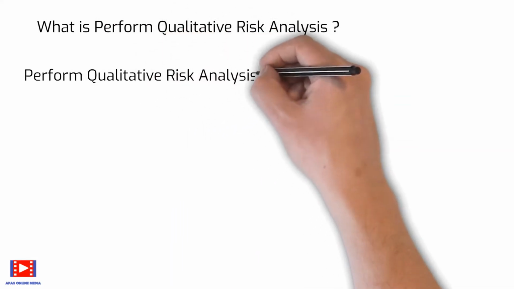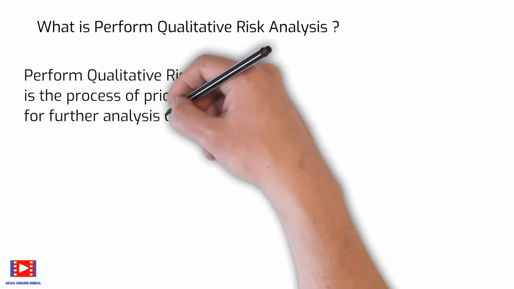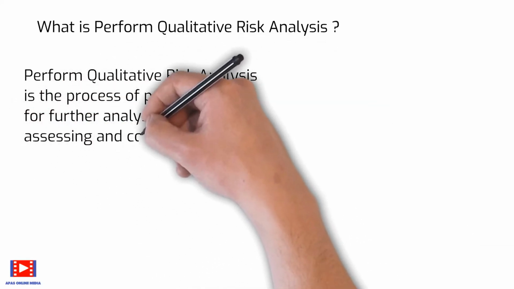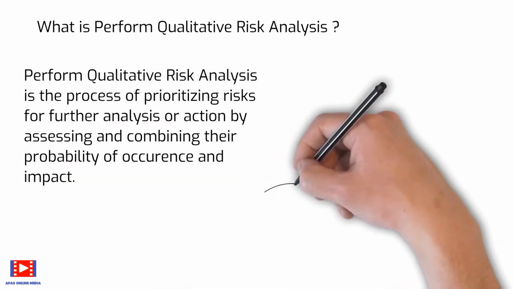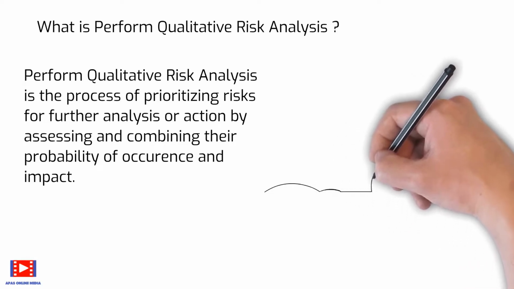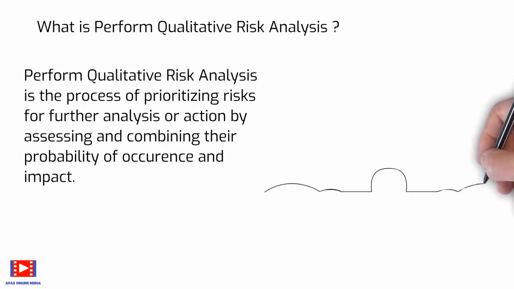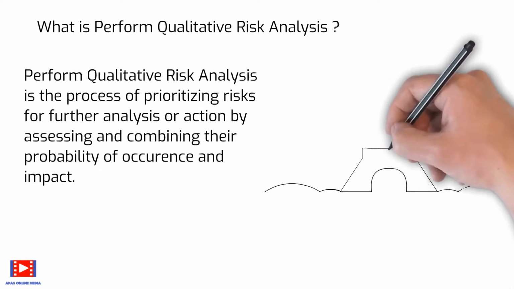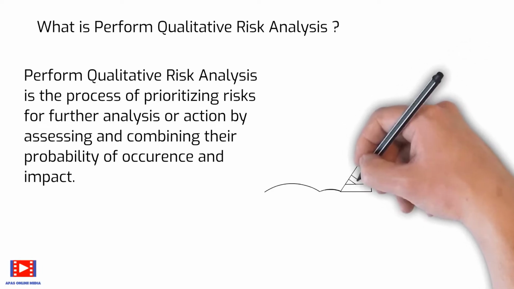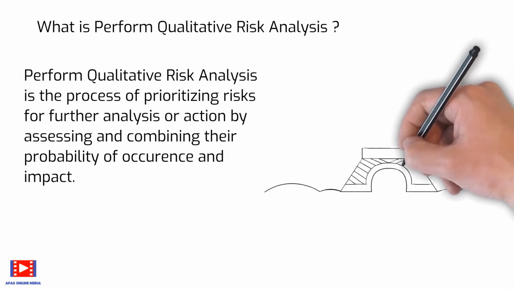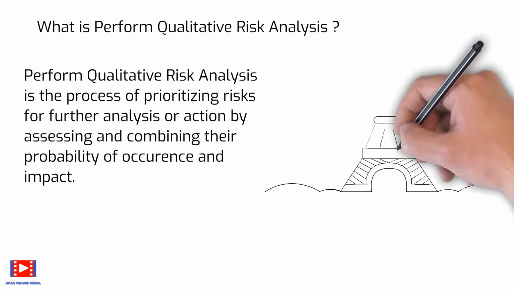What is perform qualitative risk analysis? Perform qualitative risk analysis is the process of prioritizing risks for further analysis or action, assessing and combining their probability of occurrence and impact. The key benefit of this process is that it enables project managers to reduce the level of uncertainty and to focus on high priority tasks and risks.